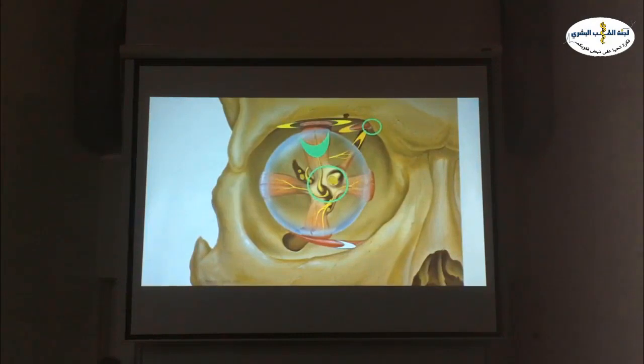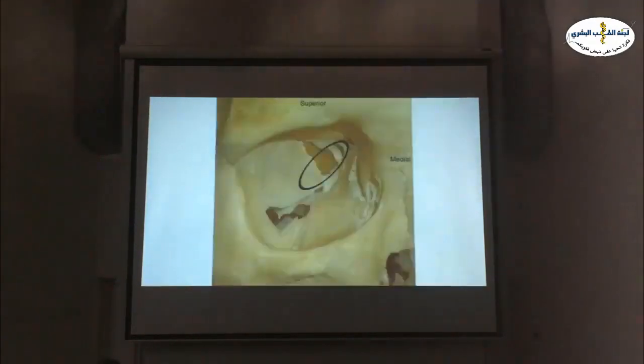This is the common tendinous ring, and you can conclude that this is the medial rectus, inferior rectus, and lateral rectus. This is the position of the common tendinous ring, and we can see that the opening of the superior orbital fissure is within the common tendinous ring.